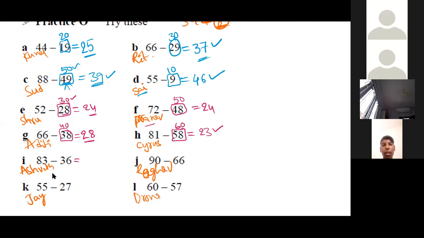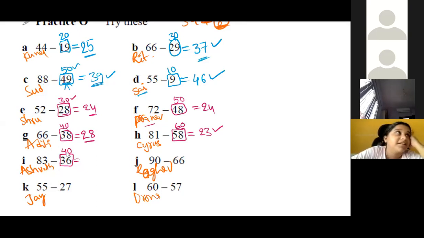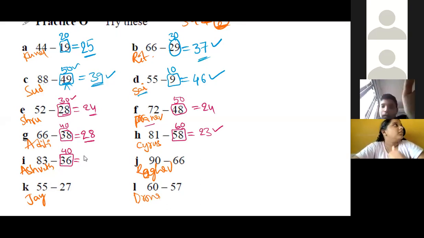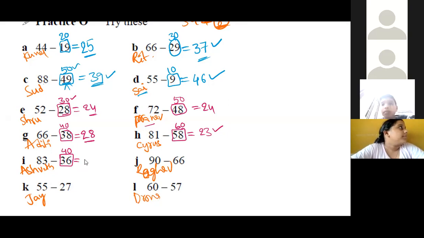Then Ashwath. Yes, sir. Sir, first we need to add 4 to 36, sir. Okay. It will become 40. Okay. Then 83 minus 40 equal to 43. Then we need to add 4. Answer will be? Sir, the answer will be 43 and 4, 47. 47. Very good. Correct.